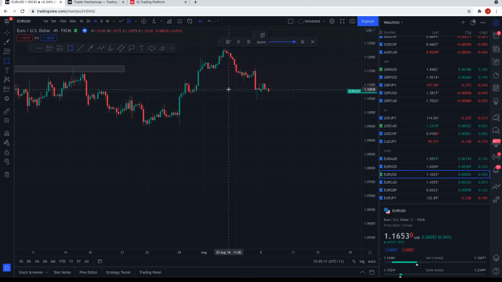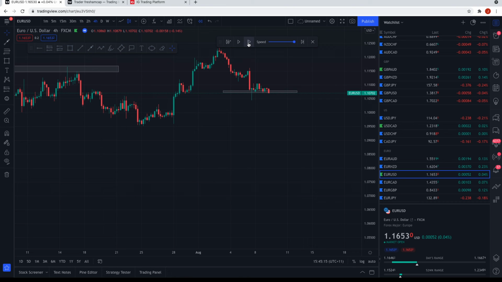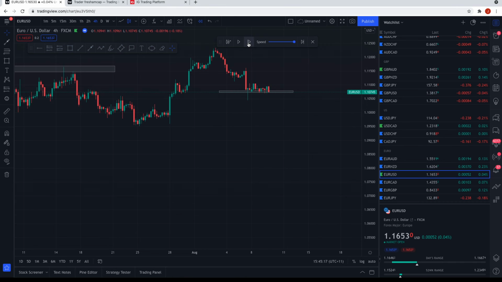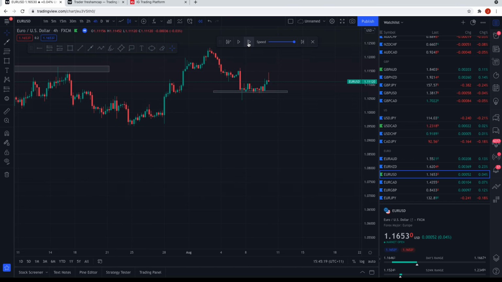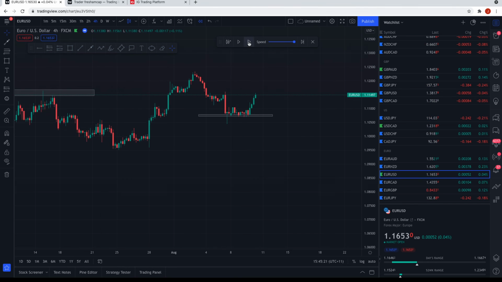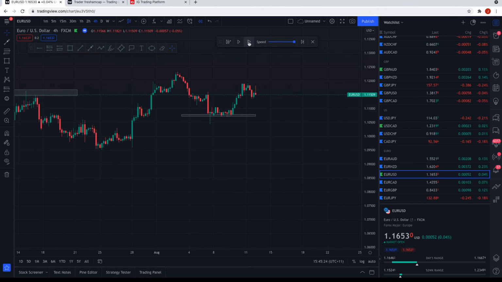All right, so we have structure forming here. See if we can break below. Breaking above. Not ideal.